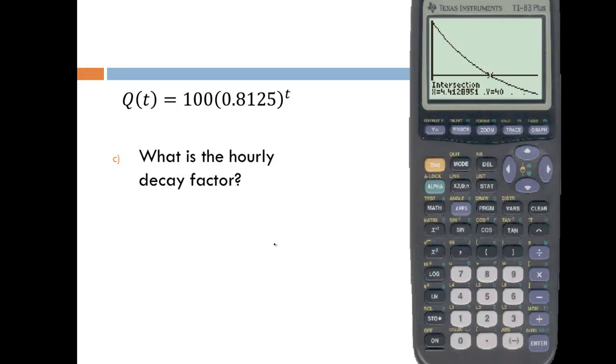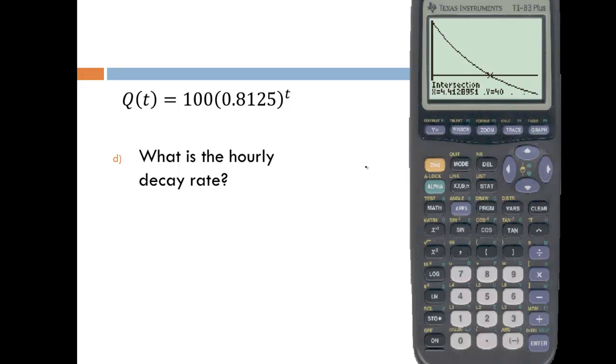What is the hourly decay factor? Well, again, if we remember, the factor is the number in our formula that's raised to the exponent. And it's an hourly factor because t is in hours. So again, the hourly decay factor is 0.8125.